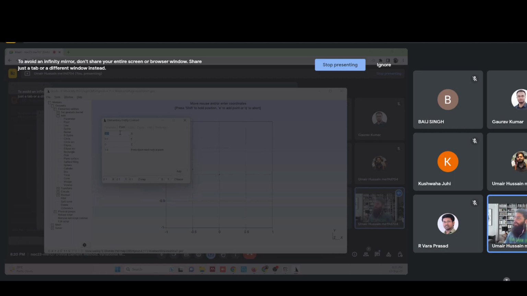We add the point. We add the next point, 1, 0. Add it. We add 1, 1. Add. We add 0, 1. Add. So we added 4 points here. Now we press Q.